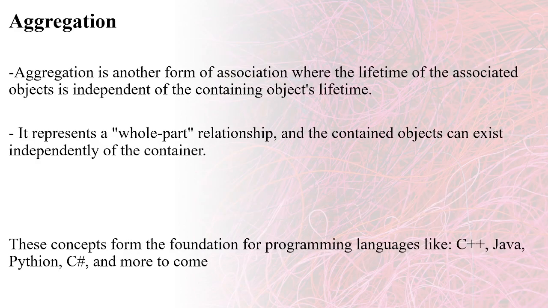Then aggregation, the last concept. Aggregation is another form of association where the lifetime of the associated object is independent of the containing object's lifetime. It represents the whole-part relationship, the entire part relationship, and the contained object can exist independently of the container. Like we have a car and an engine, which can be independent also. We will be seeing them in detail.